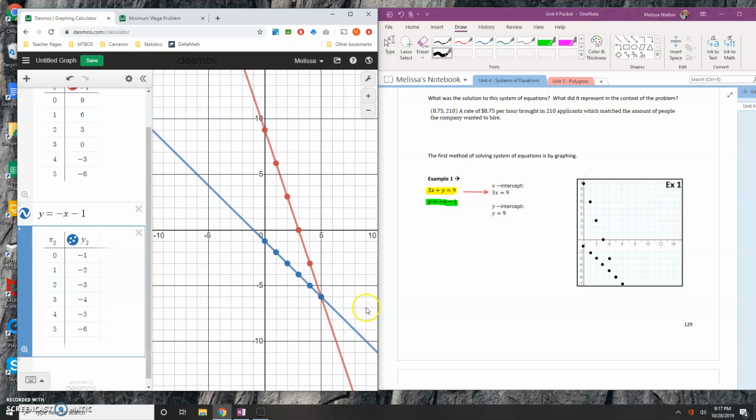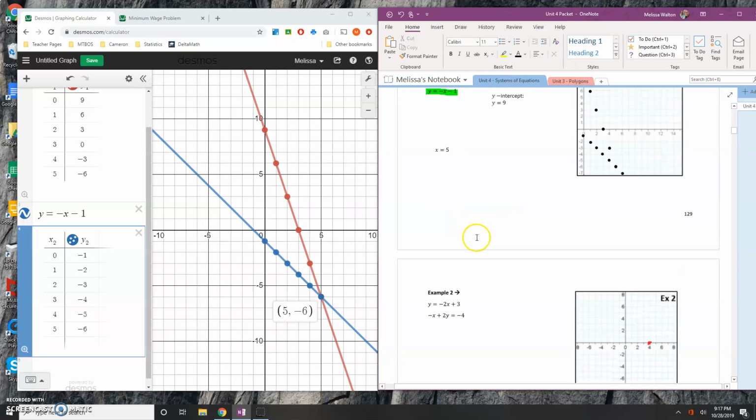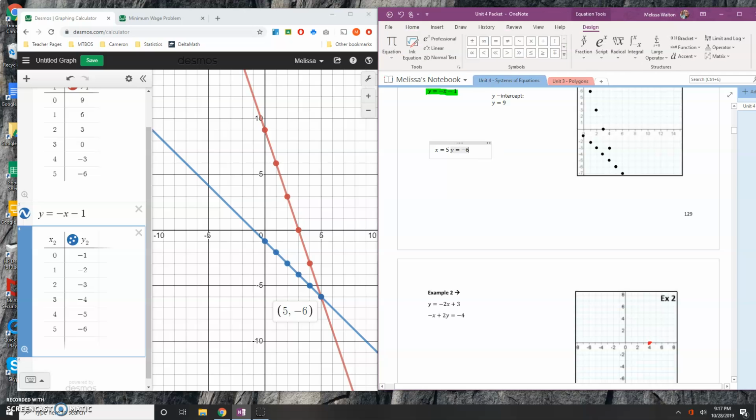Yeah, now I can see my intersection. Sure enough, these two lines intersect at this value. So my final solution here is x equals 5, and y equals negative 6.